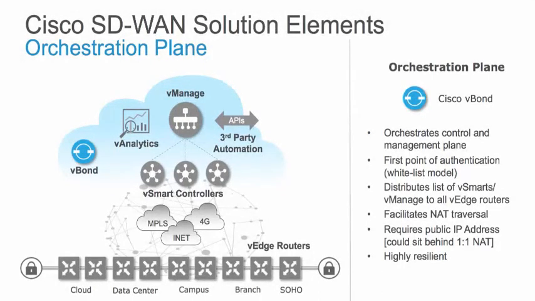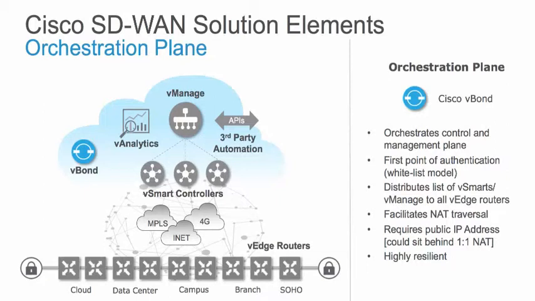In Cisco SD-WAN terminology, the orchestration plane is called Cisco vBond. vBond orchestrates connectivity between management, control, and data planes. This is the first point of authentication, and the only element that is required to have a public IP address. It facilitates connections across all kinds of devices across any type of network.